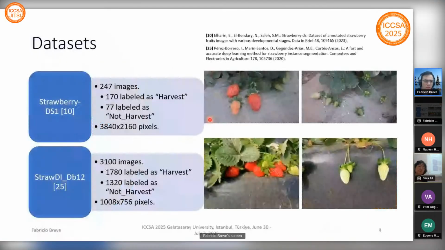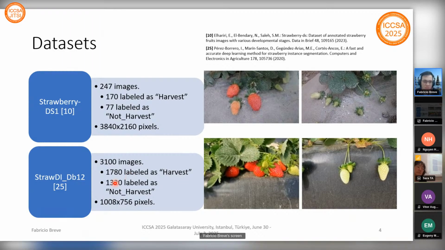The data sets used are those two. The first one is smaller and the second one is larger. And in both cases, a specialist took each one of the images and classified them as harvest or not harvest. So for instance, in the first data set, this is a harvest image because we can see that there are two strawberries here that are ready to harvest. And here is a not harvest example because all the strawberries in this image are not yet ready to harvest.